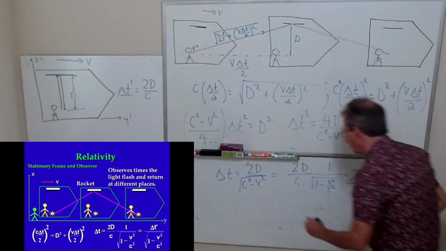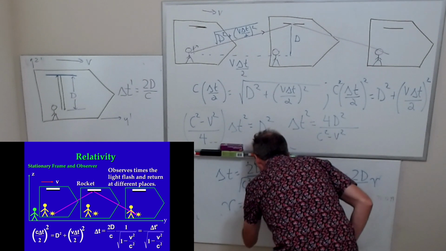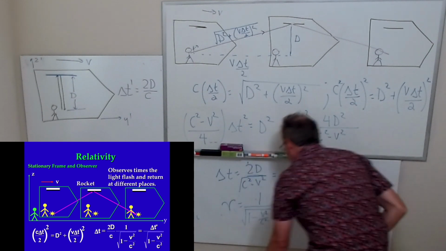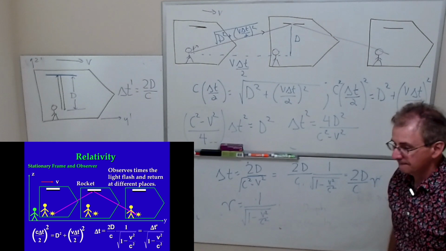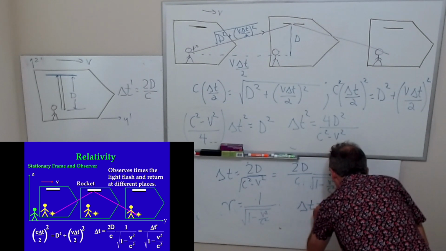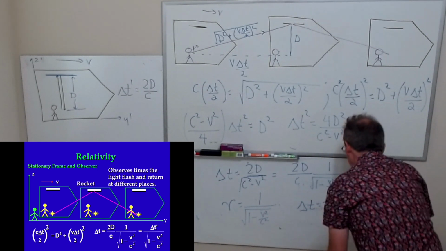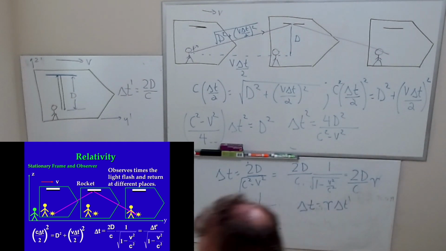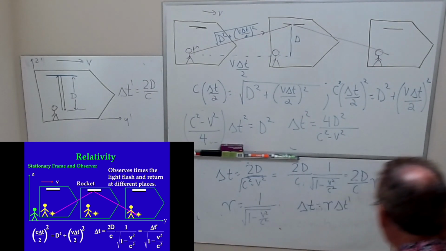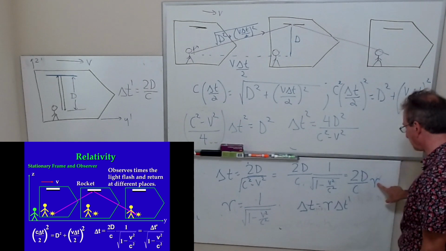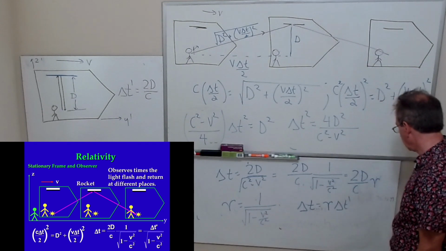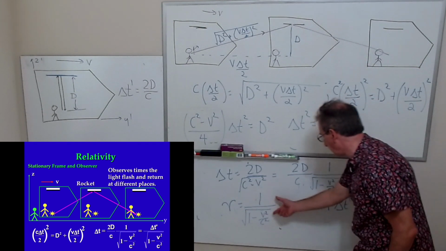I'm going to call gamma 1 over the square root of 1 minus v squared over c squared. And I'm going to say that delta t is gamma delta t prime. What can you say about gamma? Is it bigger than 1 or less than 1? It's greater than 1, right? Because c is the limiting speed, so this thing is going to be less than 1. So gamma is greater than 1.